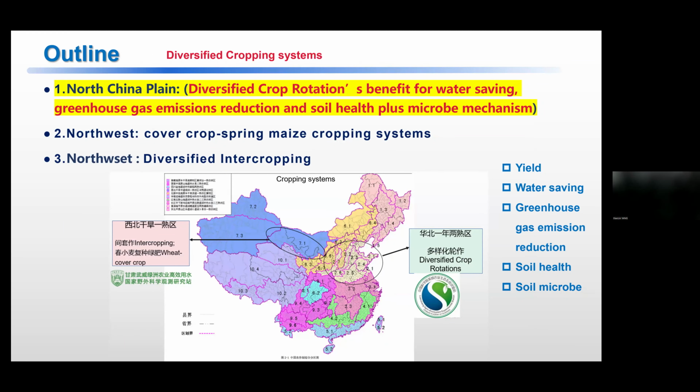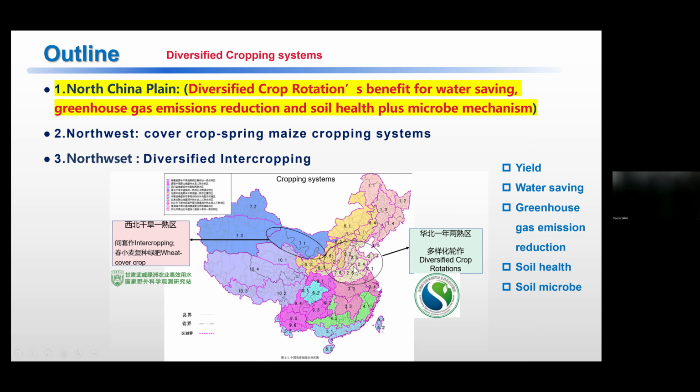My research focuses on the North China Plain and the northwest of China, and they both lack water. So today, I will focus on the North China Plain. This area is the most important cereal production area for the whole of China. It contributes 25% of cereal production, like wheat and maize, for the whole of China.